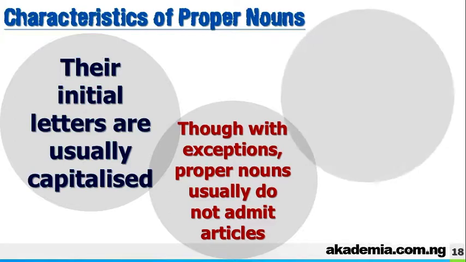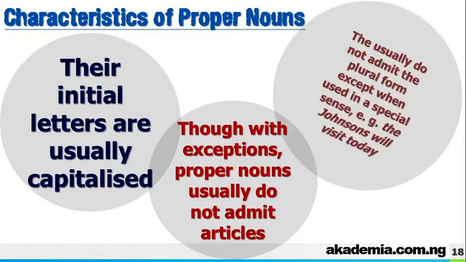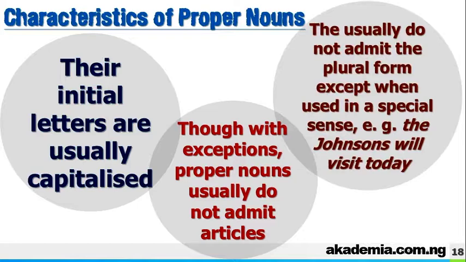The third characteristic is that proper nouns usually do not admit the plural form except when we use them in a special sense. You can't pluralize a proper noun. You can't say Jameses. You can't say Obafemi Awolowo Universities if it is one university. You can't say Universities of London. It's one name. It's one form, the singular form.